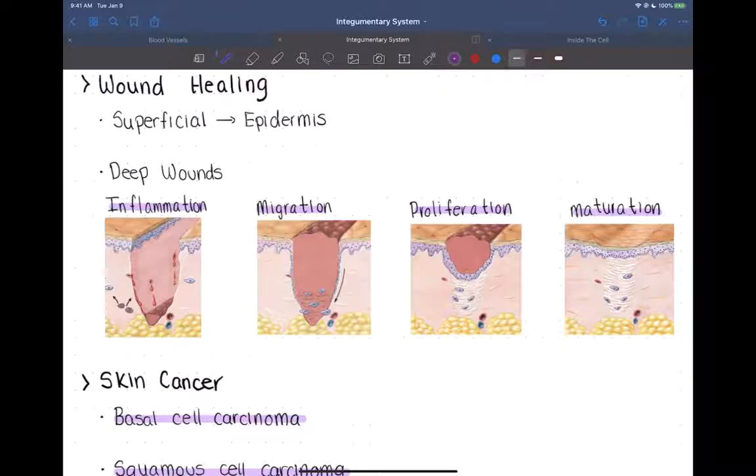All right, so the process of wound healing is obviously going to depend on how deep the wound goes. So if the wound is very superficial, if it only affects the epidermis, that would be a very simple healing process, right? So the epithelial cells would just migrate and multiply, all right, to fill that gap.